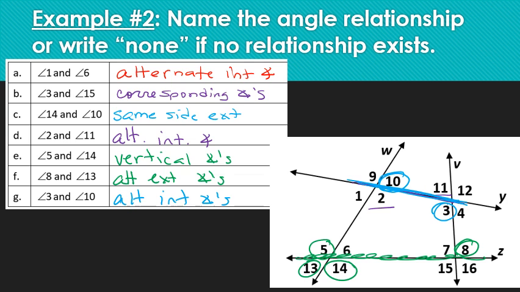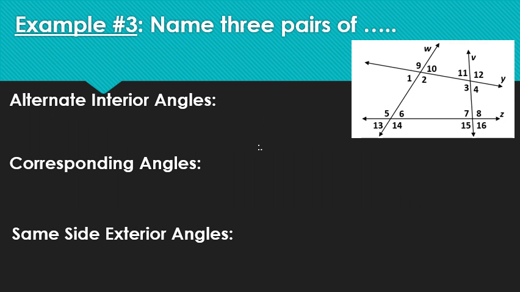All right, moving on to example 3. So I want you to look at the picture and I want you to name 3 pairs of alternate interior angles, corresponding angles, and same side exterior angles. And I will have the answers in class tomorrow when you get there, and we will be ready to discuss these.